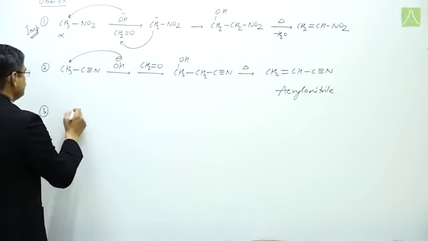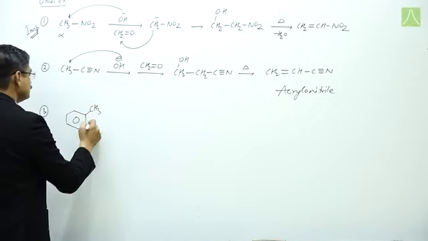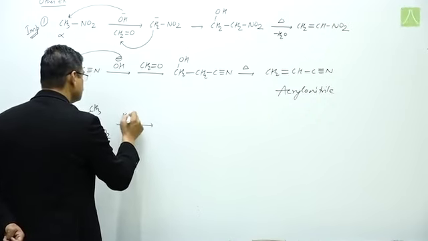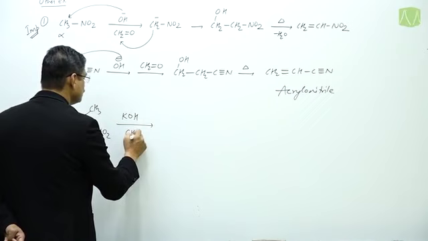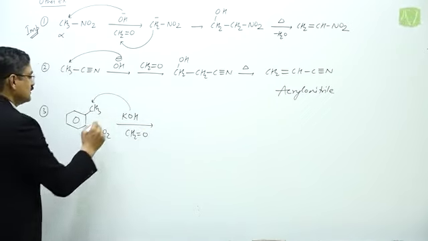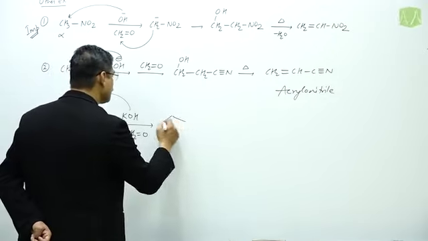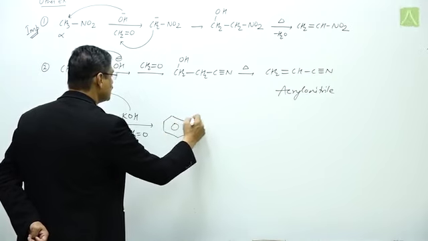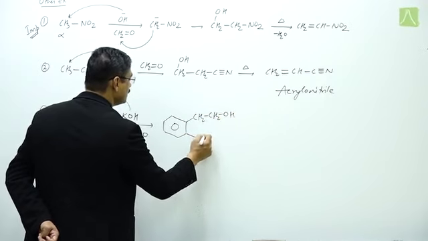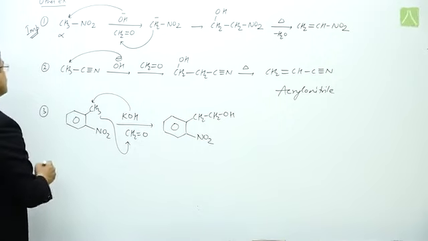Next example, KOH, formaldehyde. So this hydrogen is again acidic. So it reacts and removes the alpha H, and we can get CH2OH, CH2, NO2. This is also a type of aldol reaction.